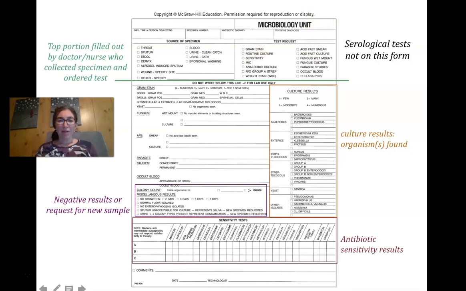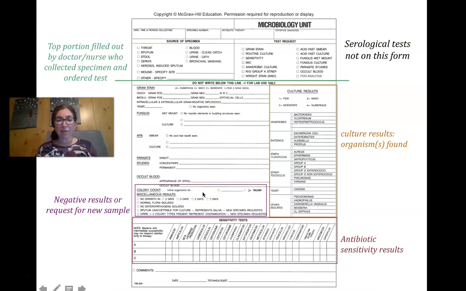Then the bottom part under the green line is all for the lab to fill out. So they can fill out results. There's a section for them to fill out results about gram stain. Is it gram positive or gram negative? Coccus or bacillus? Is it a yeast, so a fungus? And then they can do some other types of testing as well. You can do parasite testing, looking for eggs or parasites in a stool sample. So these are some really common tests that are done on microbiological samples.